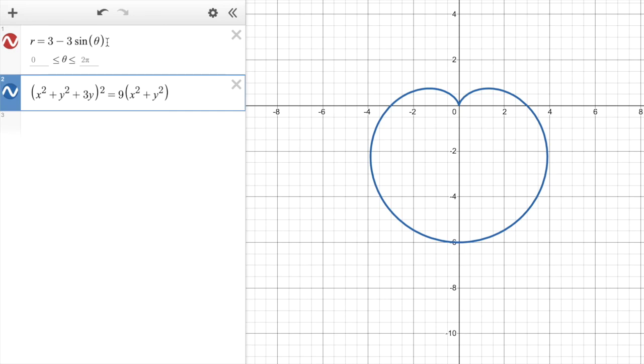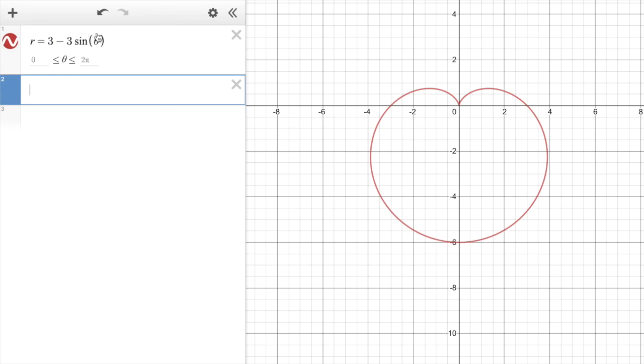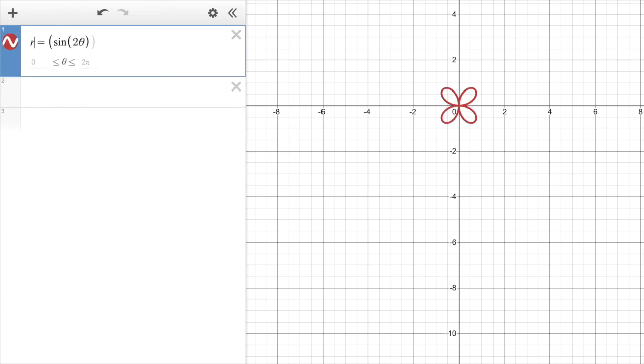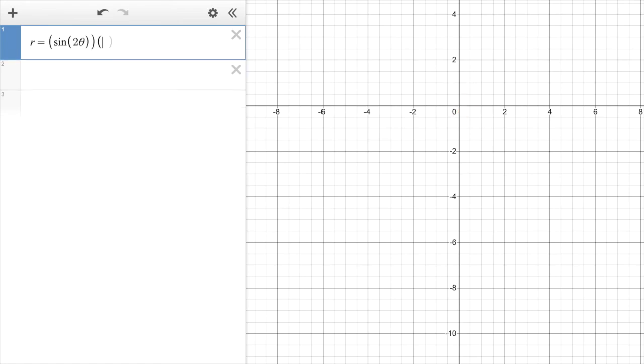I think there are some other shapes. What's another cool one we can do? Another cool one is r squared is equal to sine of 2 theta, but I don't think Desmos will let me plot r squared. I think I have to have r being equal to something in Desmos, so let's just try it. Let's see what it does. Yeah, it's giving me an error sign over here, but let's just take the square root of both sides. There we go.